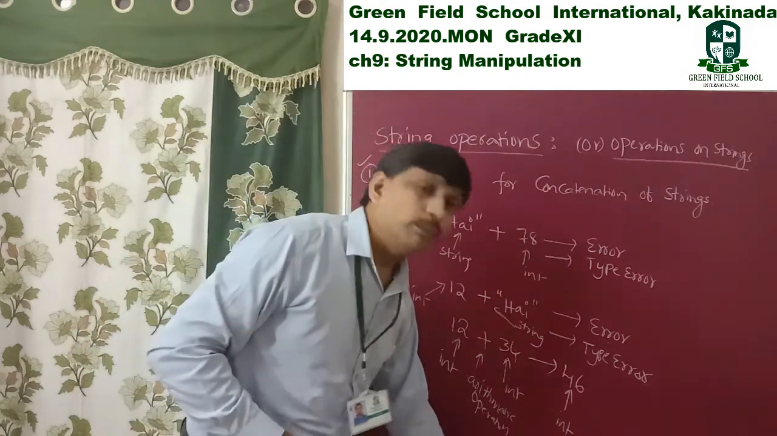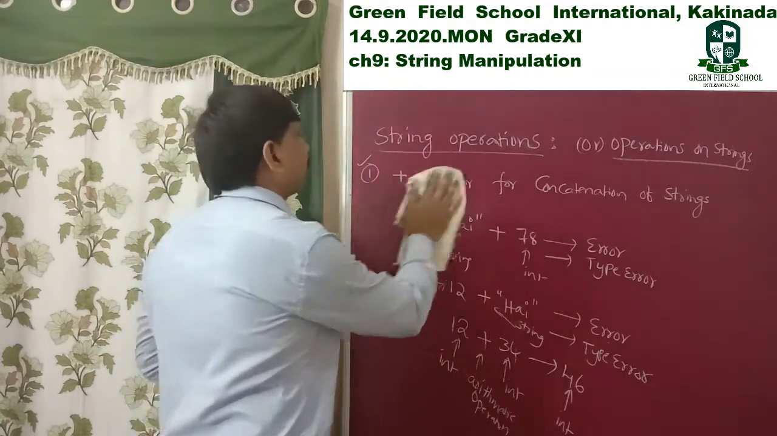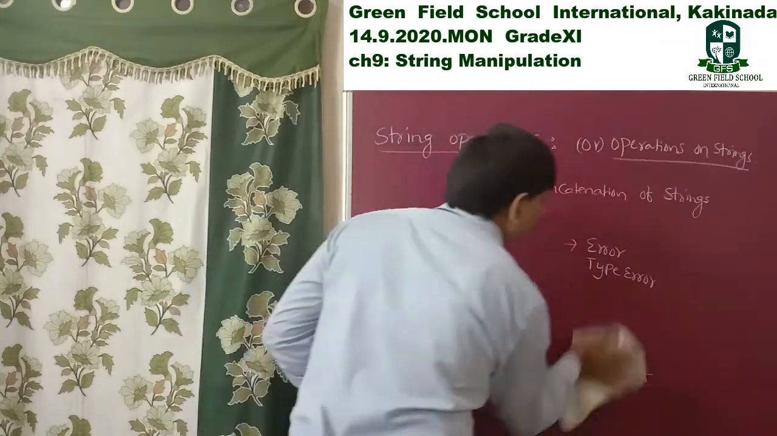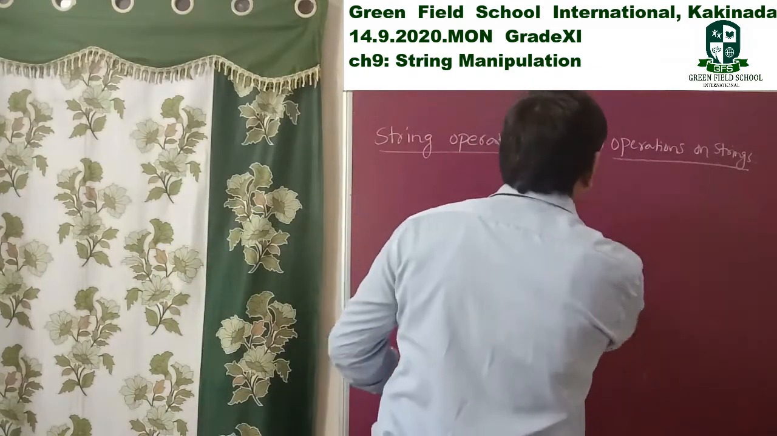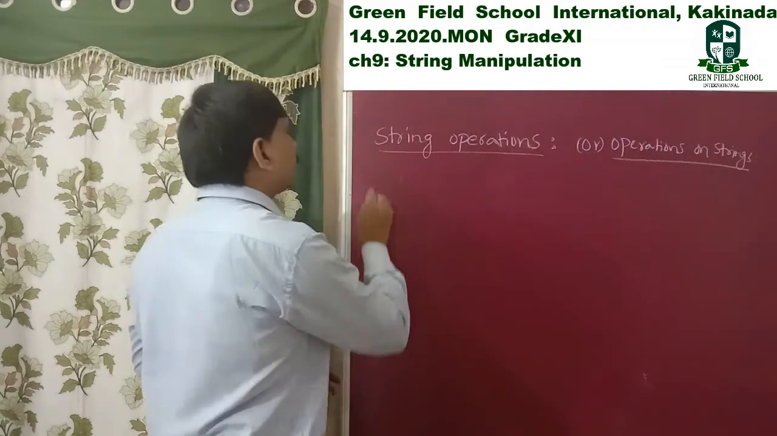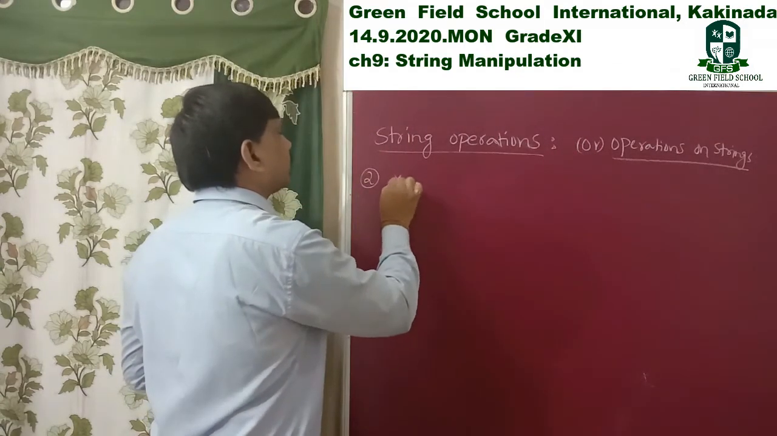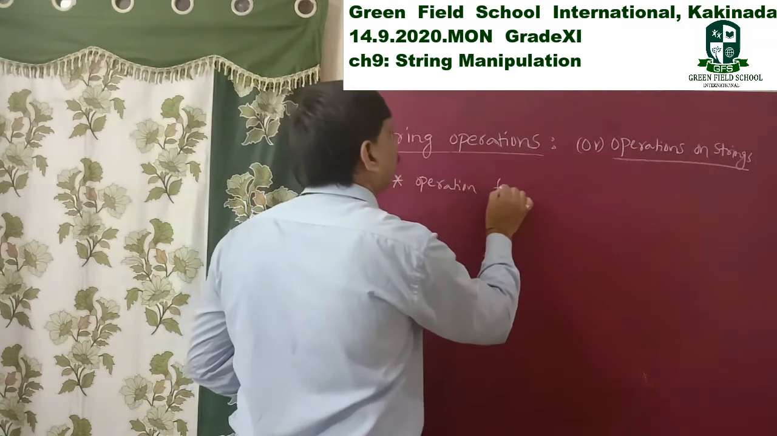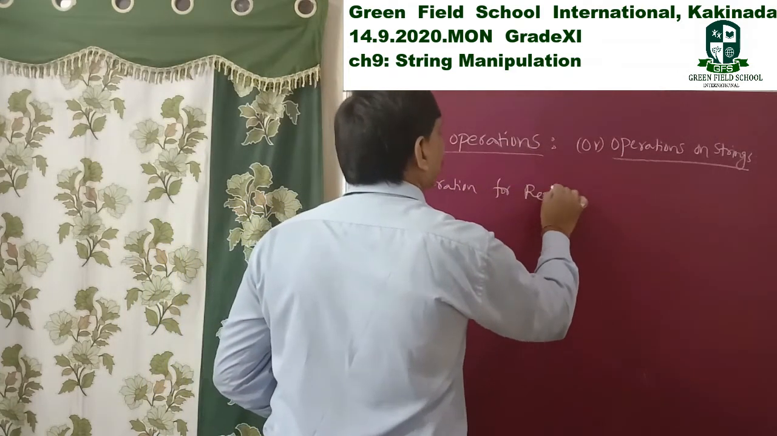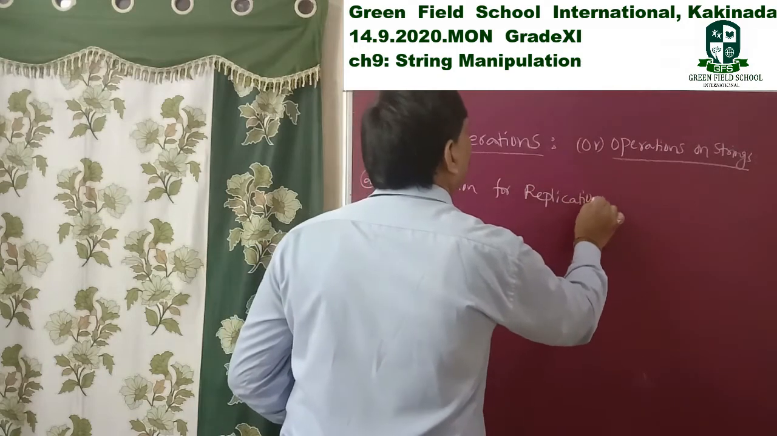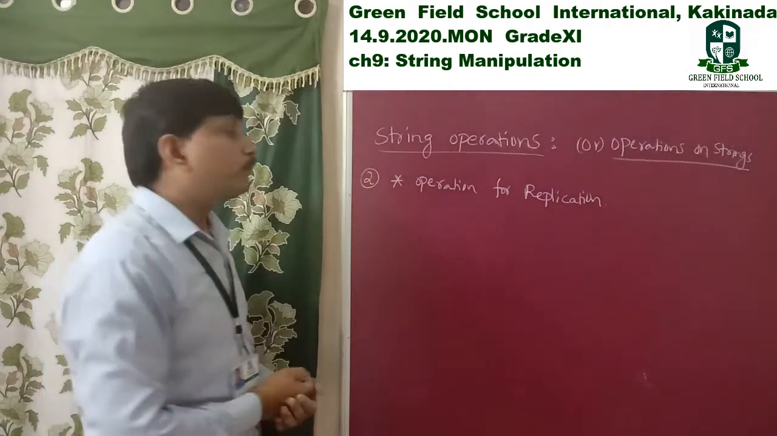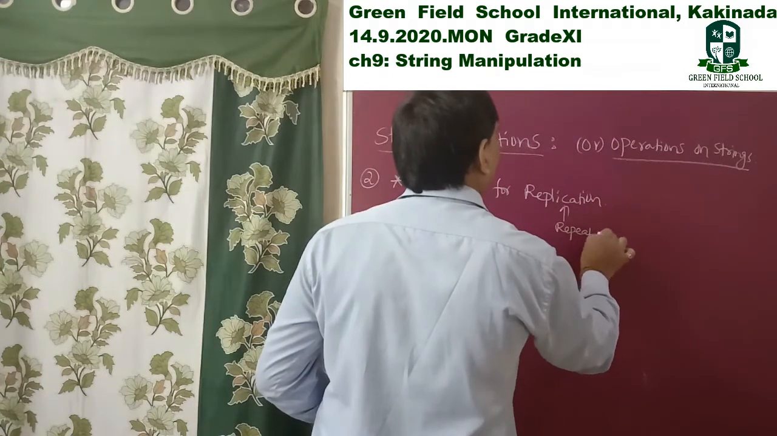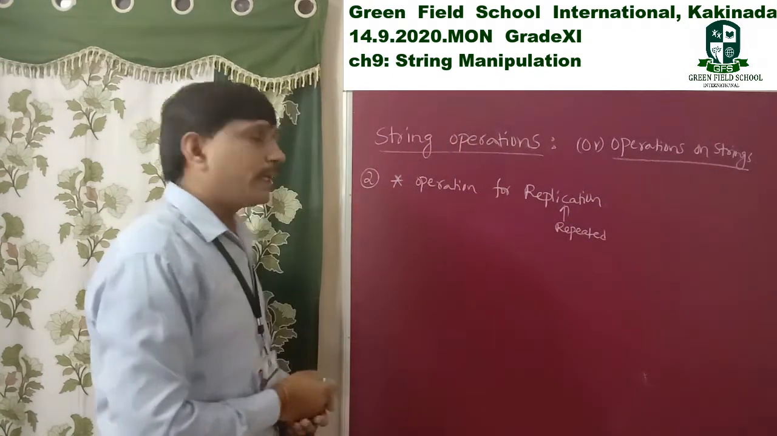Coming to one more topic, that is the star operation. The second one is the star operation. I take the star operation for replication. Star operation for replication. Suppose I write an example here. What is meant by replication or repeated?